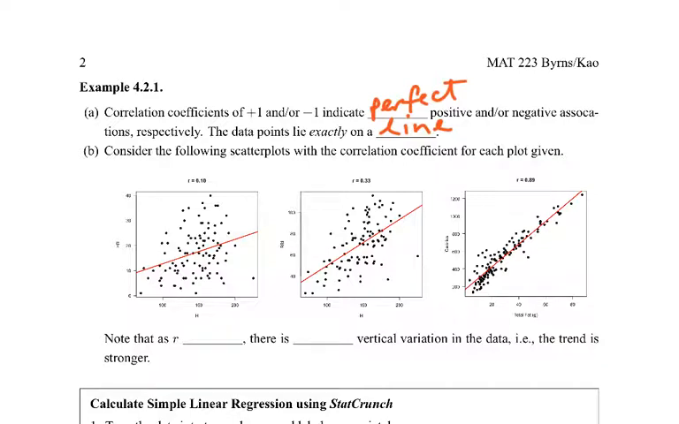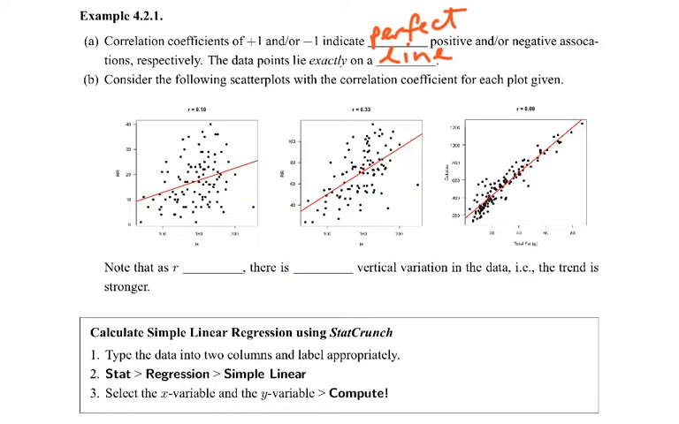Consider the following scatter plots with the correlation coefficient for each plot given. So these would have come from StatCrunch. I don't know exactly what this data represents, but I want you to see above it what the R values are. It's kind of hard to see, so you have to zoom in a little bit, but the R values are shown right above each one.